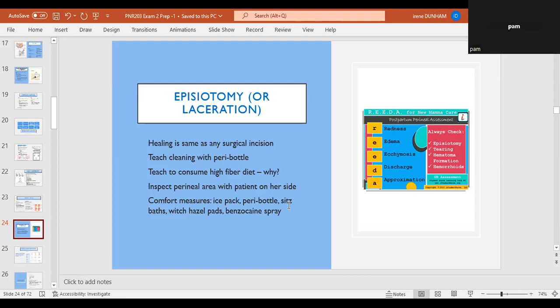It's a very nice comfort measure. And then she goes home with her own sitz bath. And then, of course, I already talked about witch hazel pads like Tucks and then benzocaine spray, which is all very nice. And you have the Epifoam and Dura-Plast. It's all according to where you work. Okay, so that's how you take care of that episiotomy.